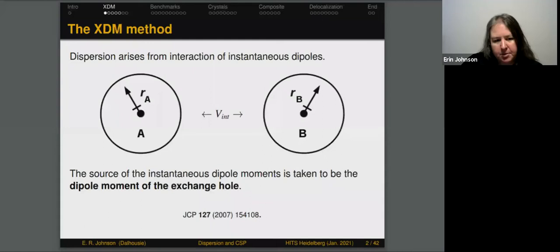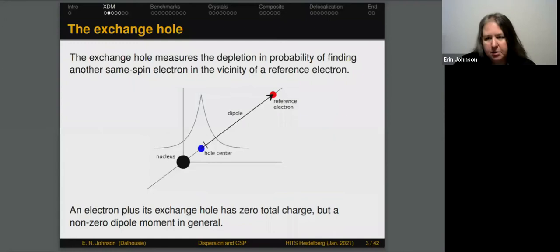Within the dispersion model we use in my group, it's the exchange hole dipole moment method developed by myself and Axel Becke. The source of the instantaneous dipole moments is taken to be the dipole moment of the exchange hole. So what is the exchange hole? Well, this is a fundamental quantity in density functional theory, and it measures the depletion in probability of finding another same spin electron in the vicinity of a reference electron. If we have a reference electron at some point in space, the exchange hole is going to measure the depletion in probability of finding a second same spin electron somewhere around that reference.